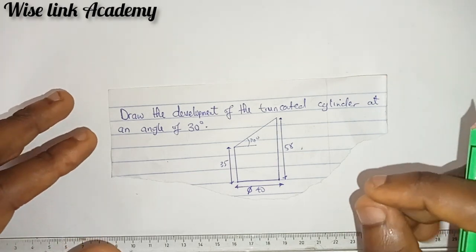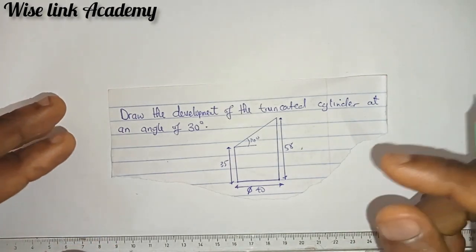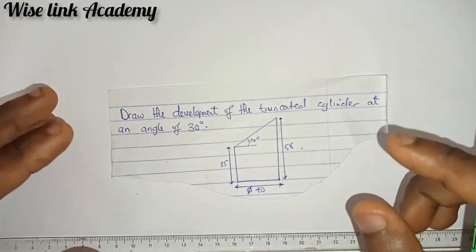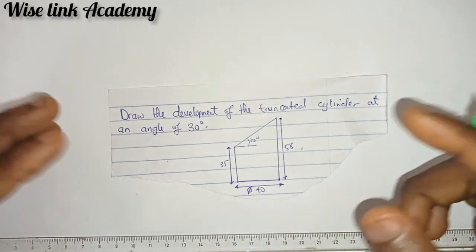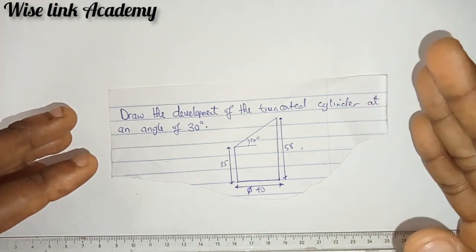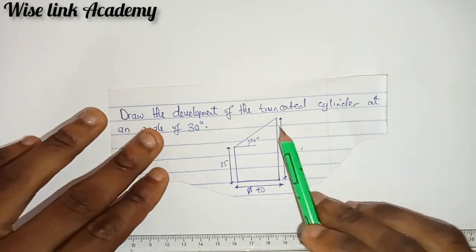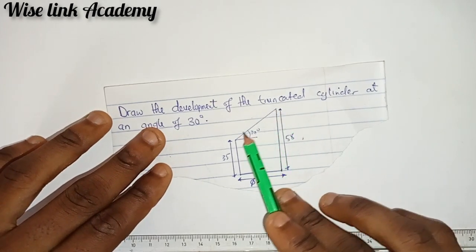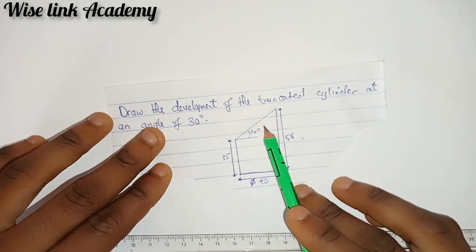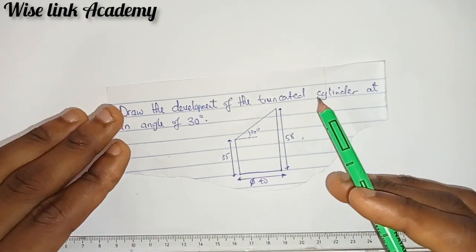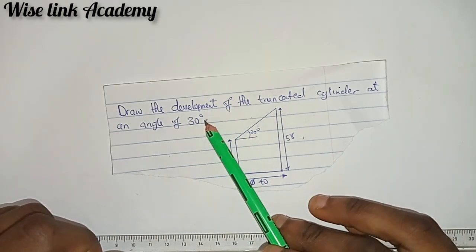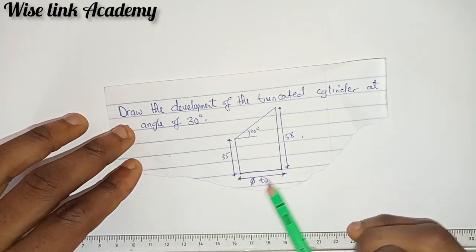Today, we want to be drawing a development of a cylinder, but that cylinder is a truncated cylinder. What do I mean by a truncated cylinder? It simply means that the cylinder has been cut. You understand? Like this, for instance, this is a cylinder. It has been cut like this. You can see, such a cylinder is called a truncated cylinder, at an angle of 30 degrees. We are given all these dimensions.